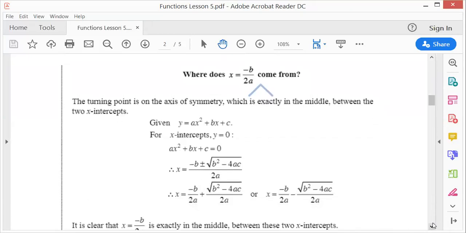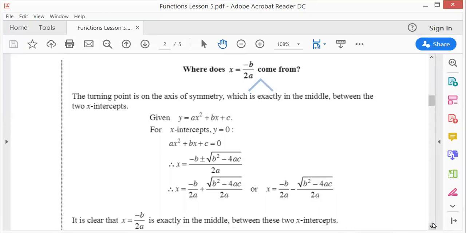So where does this formula come from? It comes from the quadratic formula. Remember, we've done this in term 1. The quadratic formula, if I split the 2, it looks like that. If I do the opposite of LCM, then it looks like that. And there you can see it. Minus b over 2a.